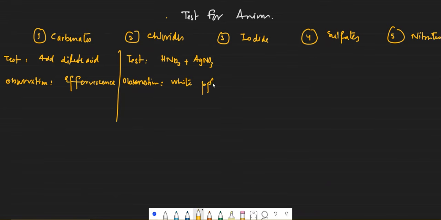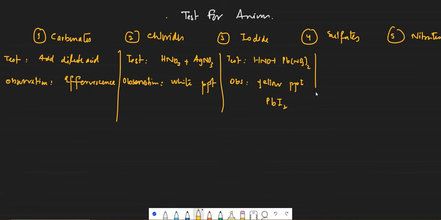For iodide, again you need to add HNO3, but in this case, instead of silver nitrate, you will add lead nitrate. The observation would be that this lead will react with this iodide and form the precipitate of lead iodide, which is yellow. The yellow precipitate of lead iodide is formed.